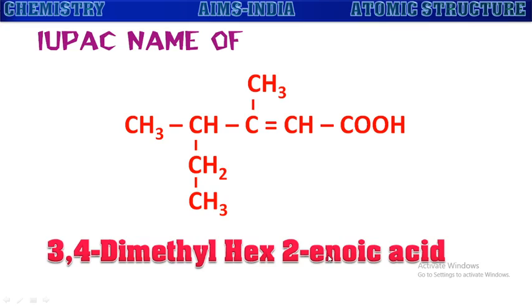While writing this, while combining the primary suffix and secondary suffix, the last e of the primary suffix will be omitted. Now it becomes enoic acid. So the complete name for this hydrocarbon is now 3,4-dimethyl hex-2-enoic acid.